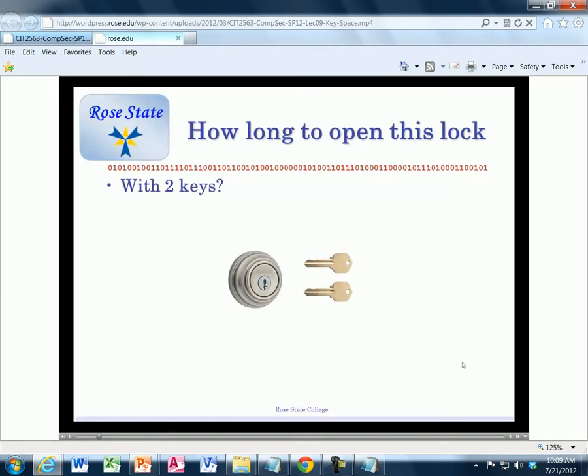Now I got two keys. Still got one lock, but now I have two keys. Different keys, by the way. So you can see my time has doubled. Okay. Now I got three keys, so I have a 33% chance of guessing it.